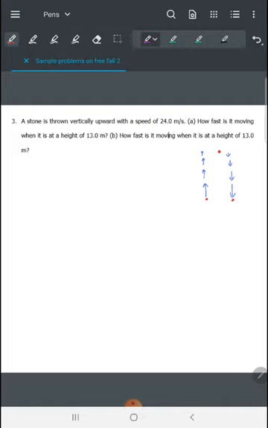Lagyan natin label A, B, and then C. Okay. Here, VI is 24 meters per second. Alam din natin na VF is negative 24 meters per second. The V here is 0.